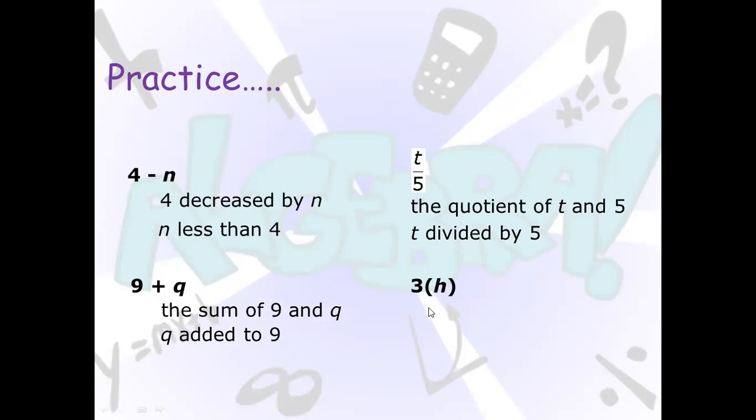Okay, next one, you can see it is 3 multiplied by h. What is one way you can read it? You can say it as the product of 3 and h, or 3 times h, or 3 multiplied by h. So there are 3 ways to read multiplication expressions, 2 ways to read division expressions, and numerous ways to read subtraction and addition expressions.